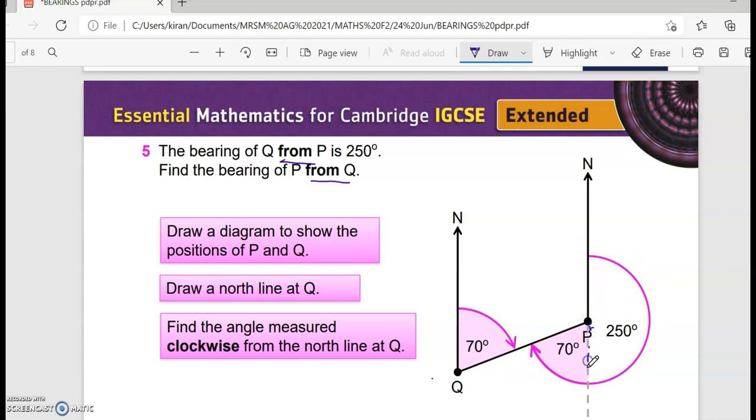So you draw a line here, which is this one, 180. So 180, the balance is 70 degrees. So we use the lines and angles property for the zigzag angle. So the angles are equal. So here the angle will be 70. This means that the bearing of P from Q is 70.